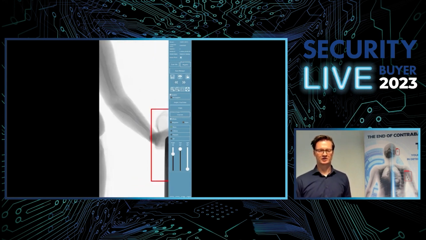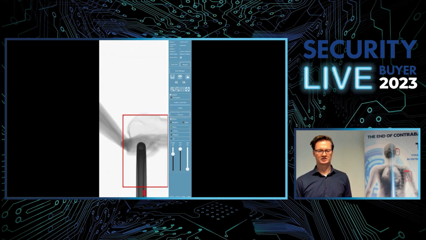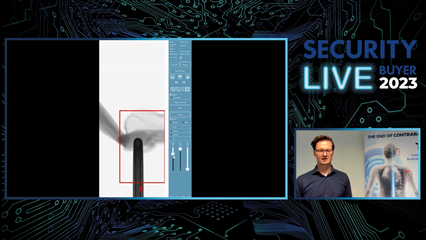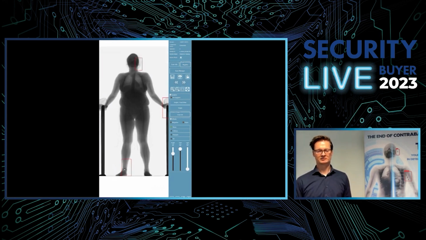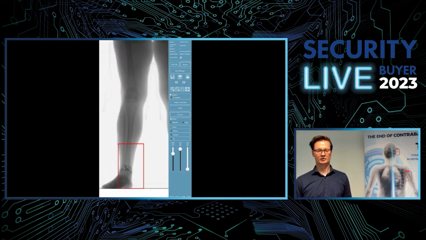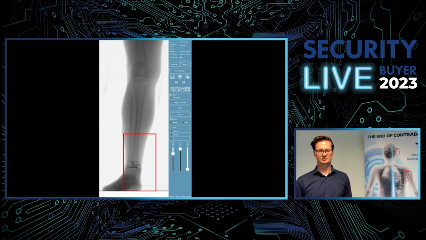Behind the ear, there's some drug. I believe it was cocaine. This person also holds something in their hands. That's not contraband necessarily, but it's standing out from the normal images. So therefore it finds it. And then within the feet, there's some screws in the ankle, so a medical implant.